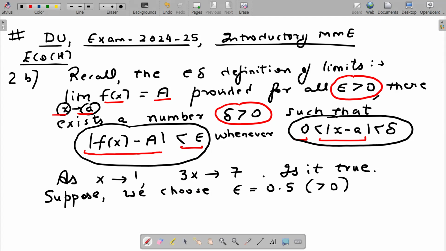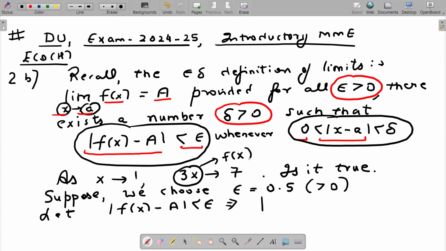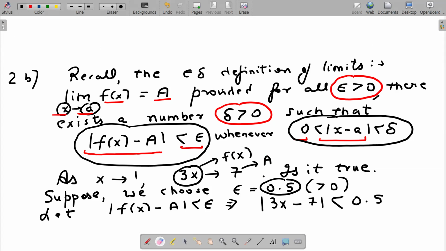So let the absolute value of f of x minus A be less than epsilon, which implies, what is f of x, guys? f of x is 3x. A is 7. Epsilon is 0.5. Now remember from my lectures on absolute values and inequalities, how can I solve this inequality? If I erase the initial portion, I can write this on the top. Recall from my lectures on absolute value and inequalities.